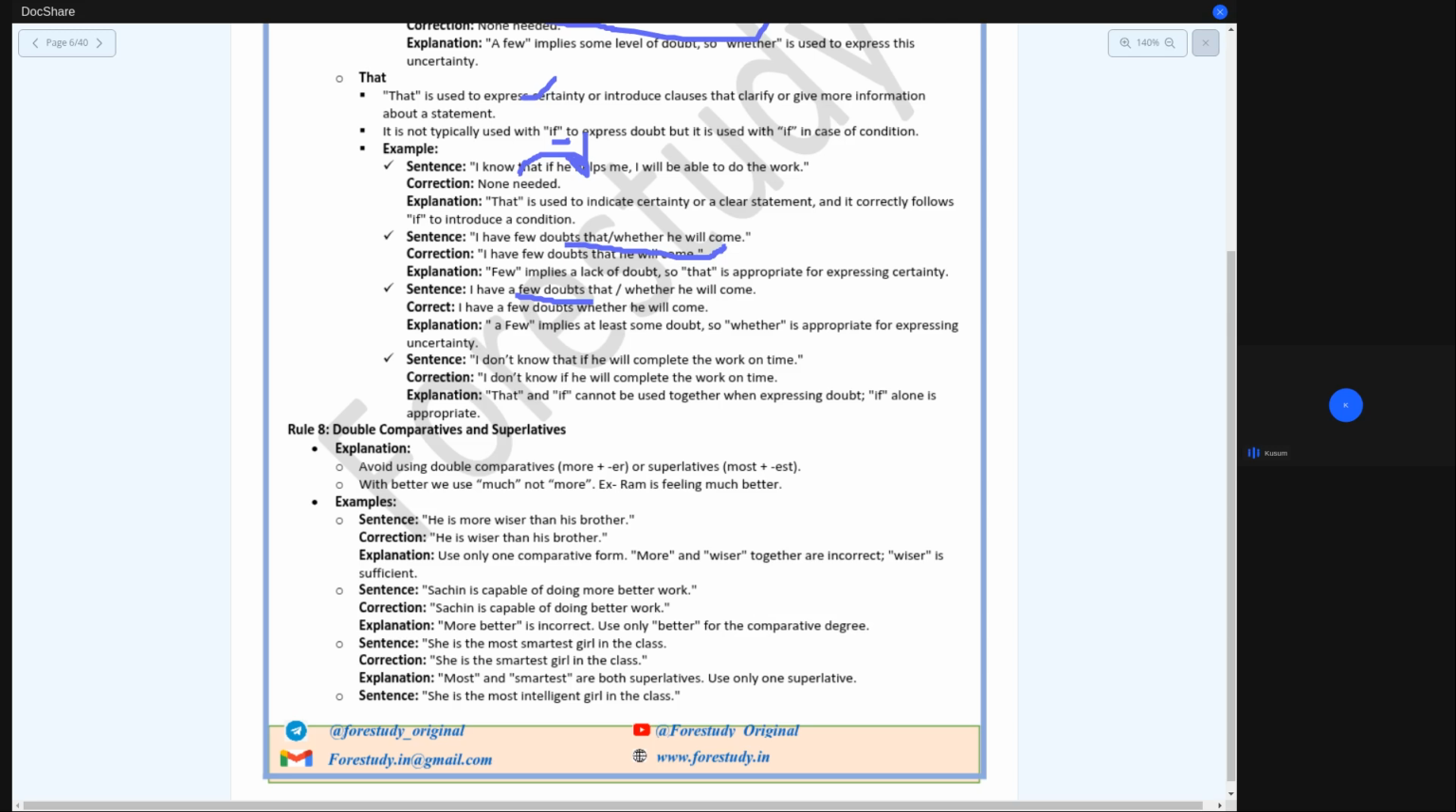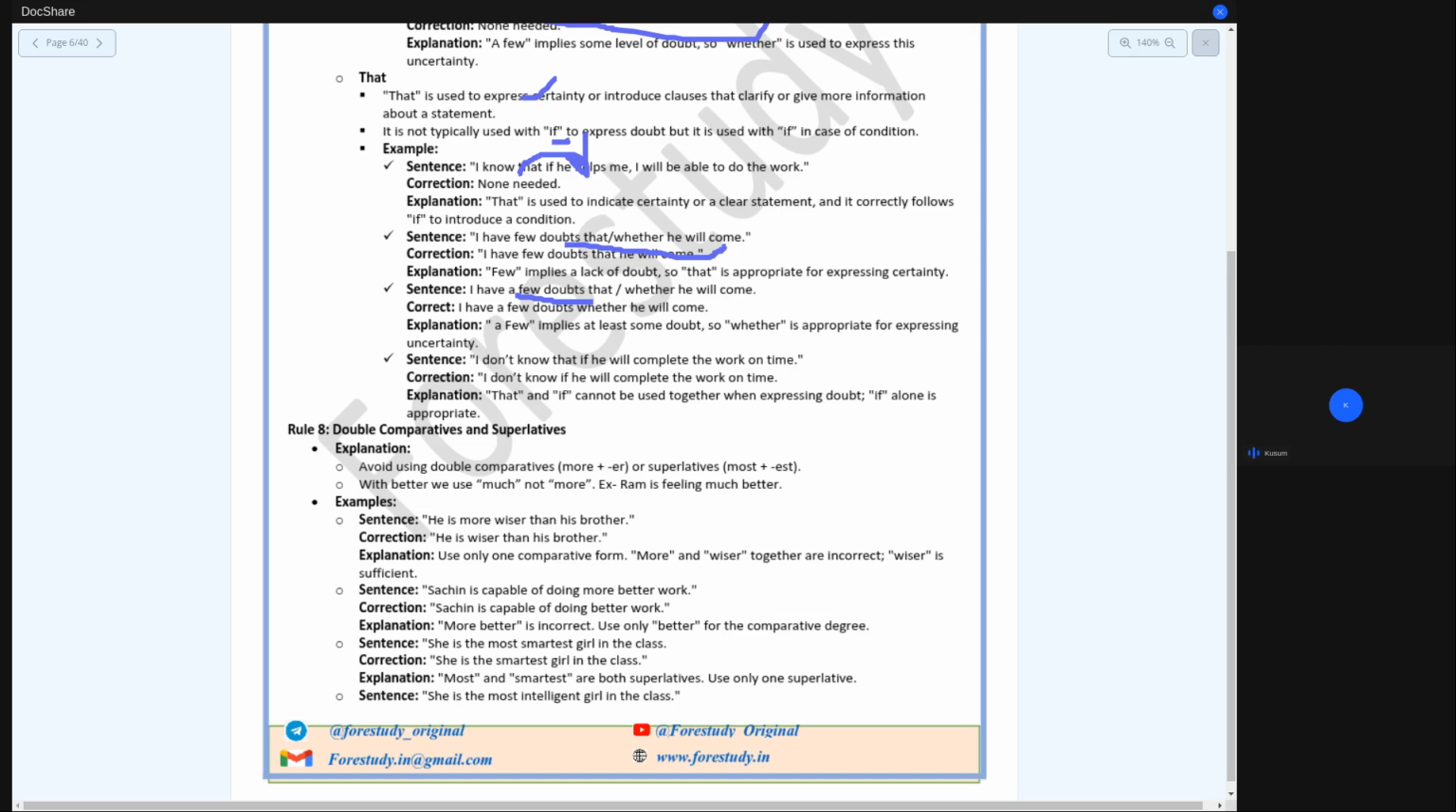So I hope you have understood this. That was a lot for rule 7, but these conjunctions are crucial. The main things are: until for time limits, unless for if-not conditions, not double negatives. If for conditions, no will in the if clause, or general doubt. Whether for doubt or choices, especially with "or not." That for certainty or information, being careful how it pairs with if.